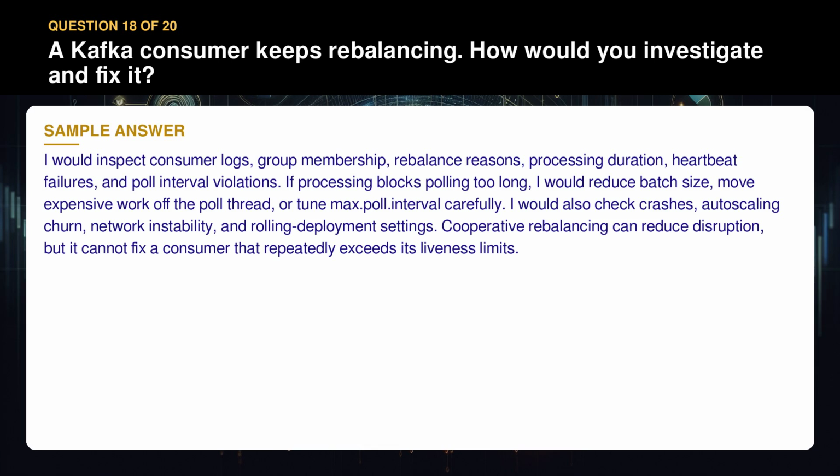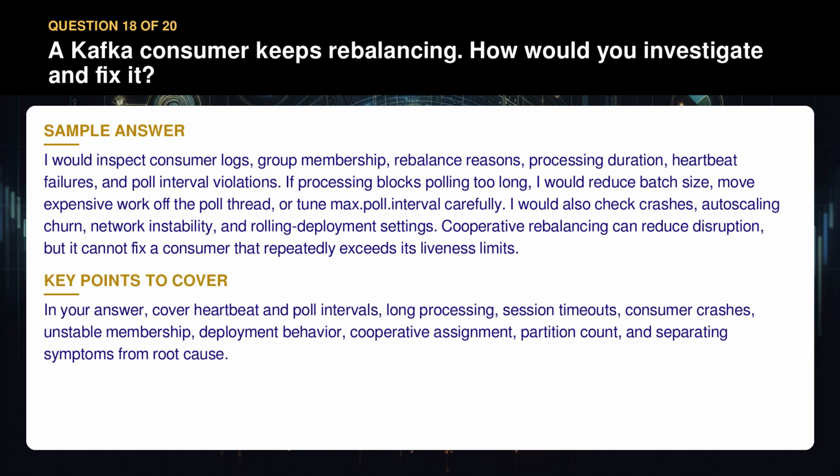max poll interval carefully. I would also check crashes, autoscaling churn, network instability, and rolling deployment settings. Cooperative rebalancing can reduce disruption, but it cannot fix a consumer that repeatedly exceeds its liveness limits. In your answer, cover heartbeat and poll intervals, long processing, session timeouts, consumer crashes, unstable membership, deployment behavior, cooperative assignment, partition count, and separating symptoms from root cause.